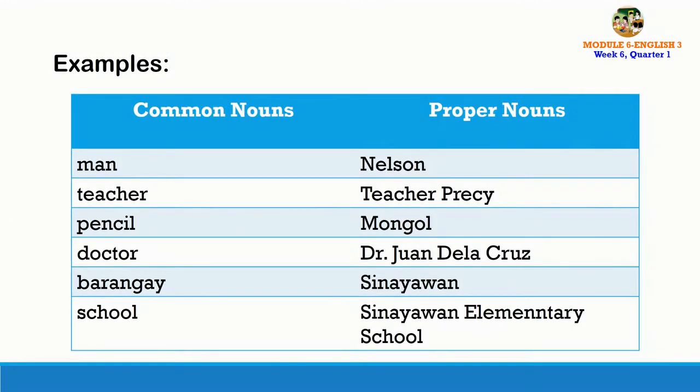Kindly look at the table. Examples. For the first column, we have common nouns. For the second column, we have the proper nouns. Man, Nelson. Teacher, Teacher Pressy. Pencil, Mongol. Doctor, Dr. Juan de la Cruz. Barangay, Sinayawan. School, Sinayawan Elementary School.